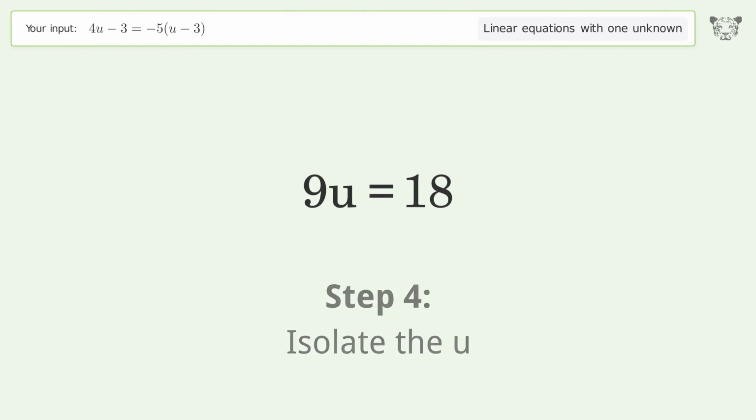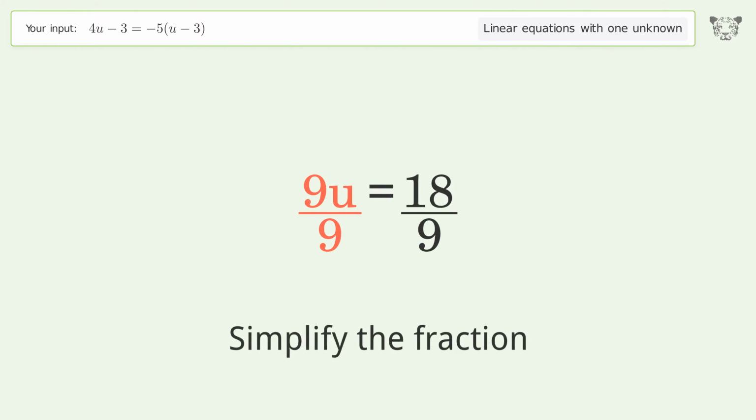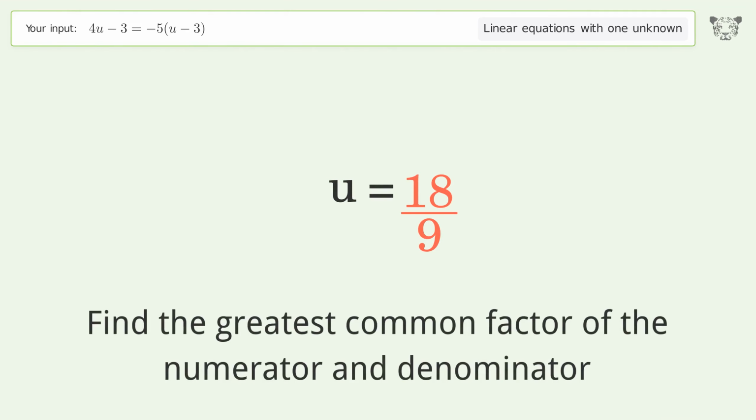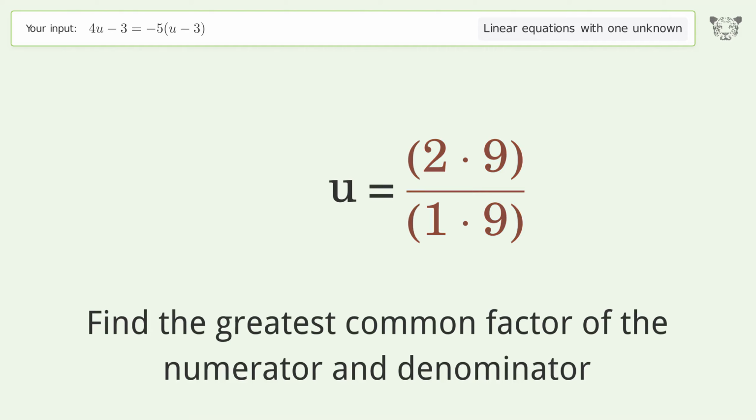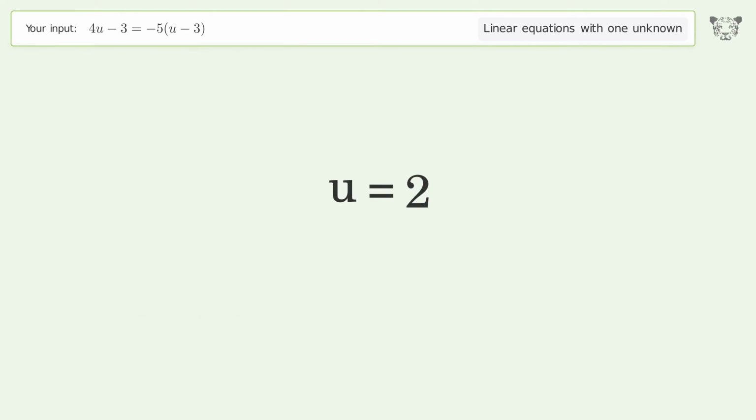Isolate the u. Divide both sides by 9. Simplify the fraction. Find the greatest common factor of the numerator and denominator. Factor out and cancel the greatest common factor. And so the final result is u equals 2.